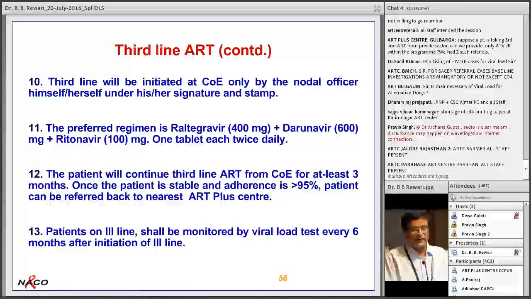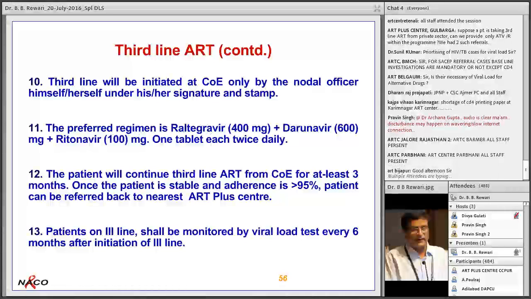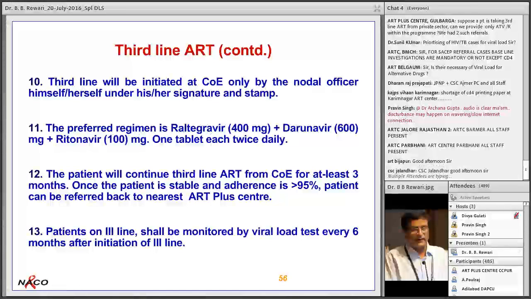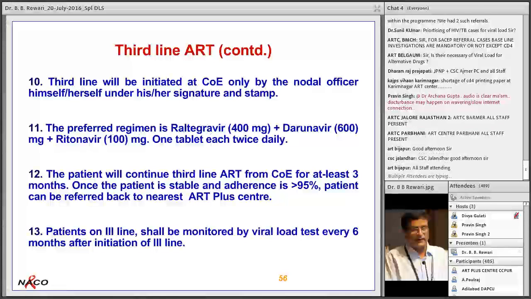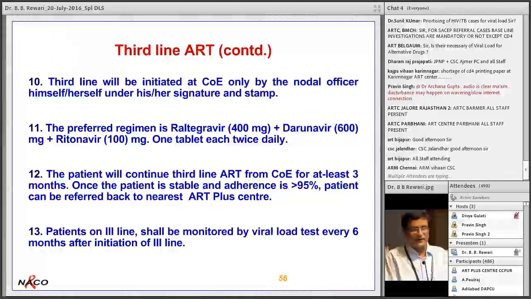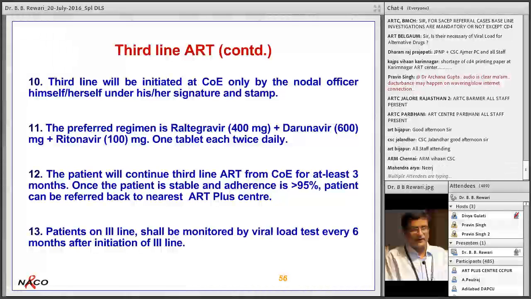Patient will continue third line ART from COE for at least 3 months. If he is stable, adherence is more than 95%, he can be referred to the nearest ART plus center. Remember that COE will initiate third line. It will be maintained at COE or ART plus center, not at the respective ART center as of now. So once the patient is stable, he can be transferred back to the nearest ART plus center.